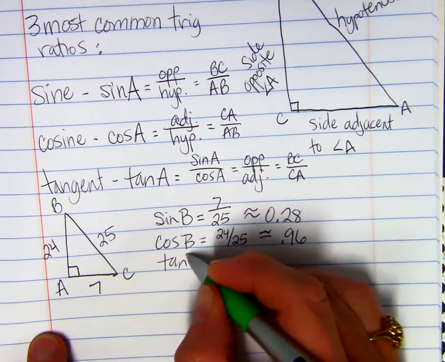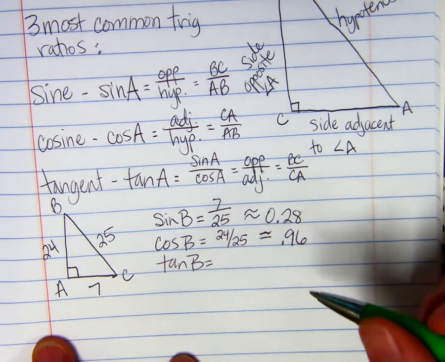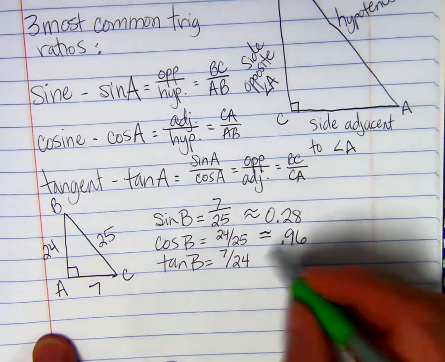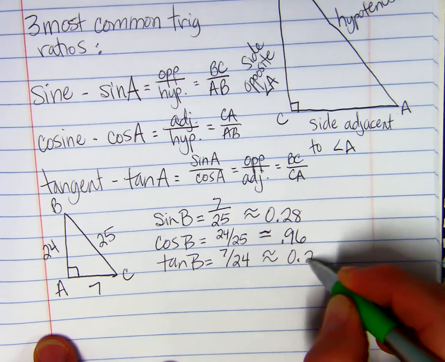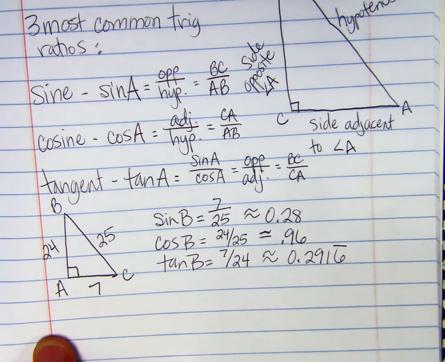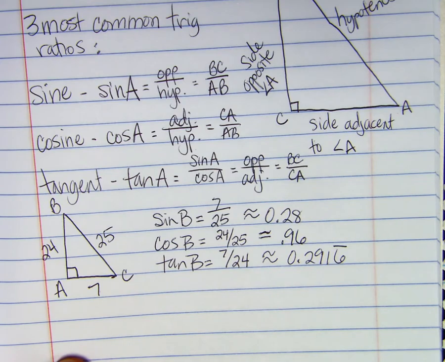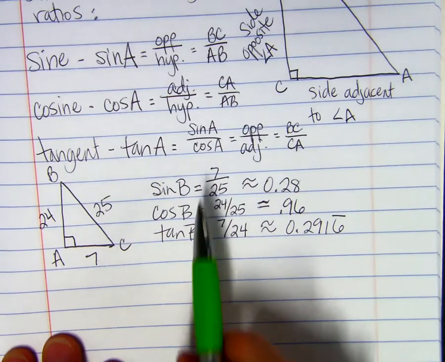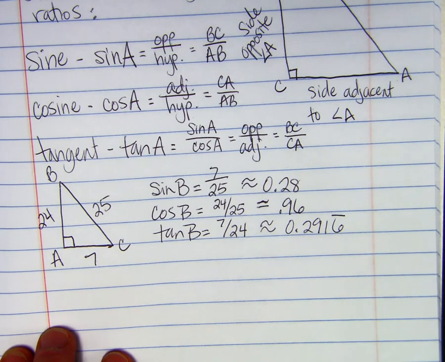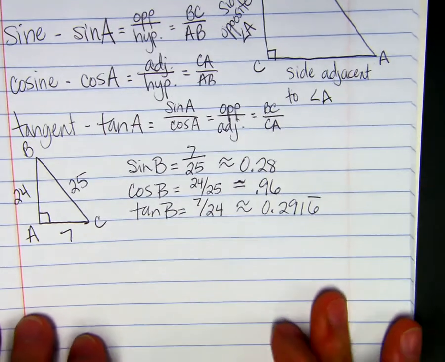And then the tangent of B is 7/25 divided by 24/25, which is 7/24, or opposite over adjacent. That is approximately 2,916 10,000ths with the 6 having a vinculum over it. Sine, cosine, tangent. You guys may remember SOHCAHTOA. We'll put that at the very end.